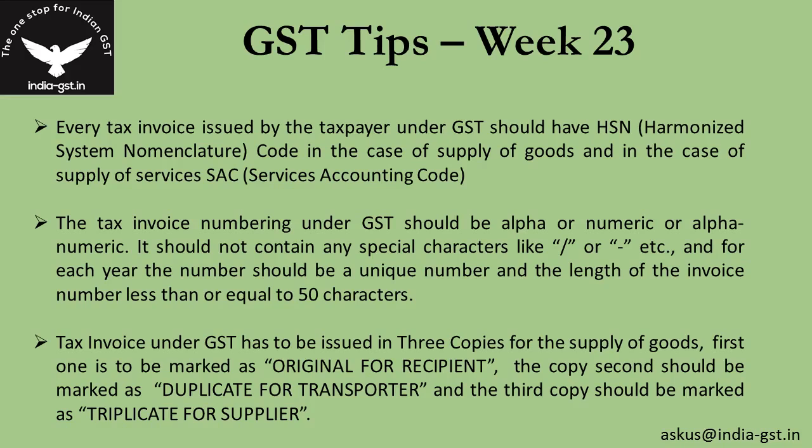Tax invoice under GST has to be issued in 3 copies for the supply of goods. First one is to be marked as original for recipient, the second copy should be marked as duplicate for transporter, and the third copy should be marked as triplicate for supplier.